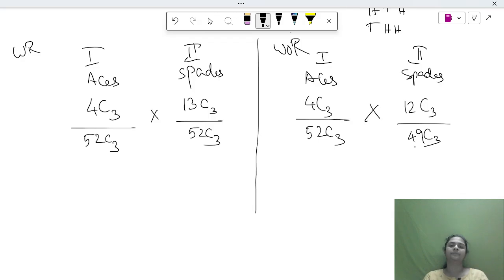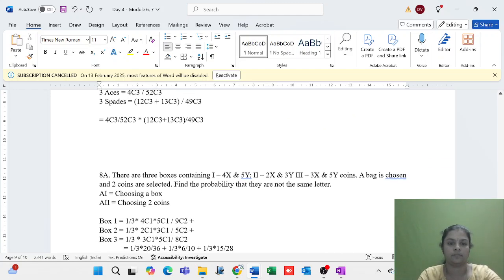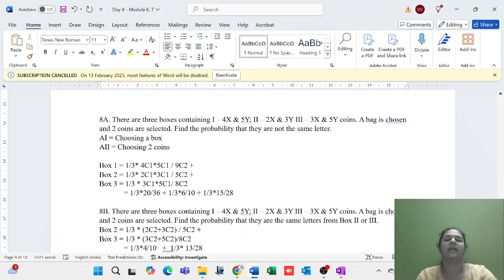Is that clear? Yes, ma'am. With replacement, the denominator remains the same; without replacement, the denominator will reduce little by little. Yes. Okay ma'am. Next.